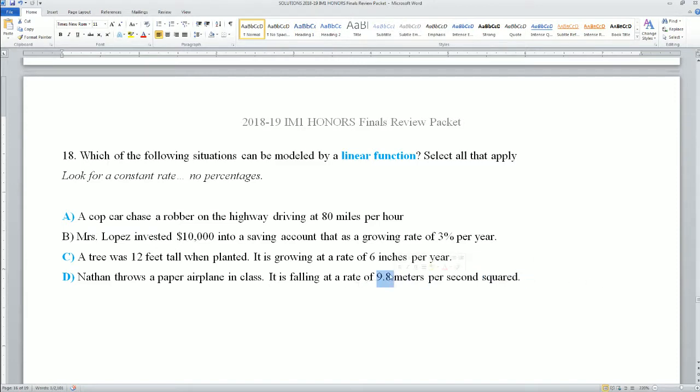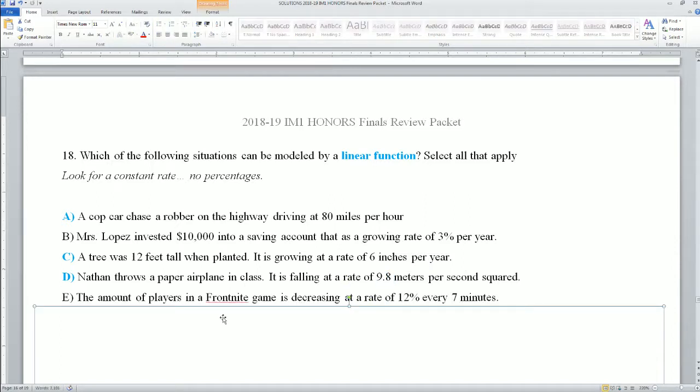It's always 9.8, does not change. That is the force of gravity. E. The amount of players in Fortnite game decreases at a rate of 12% every 7 minutes. The percent indicates that it is not a linear function.